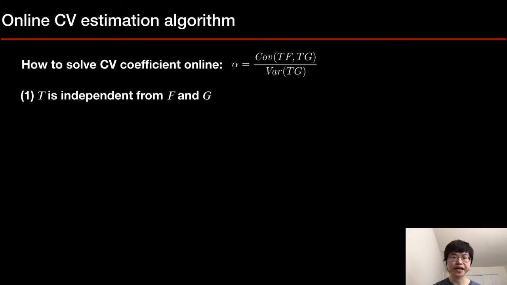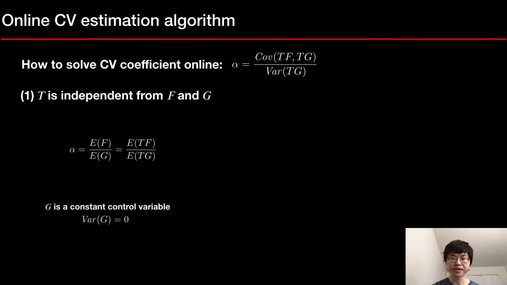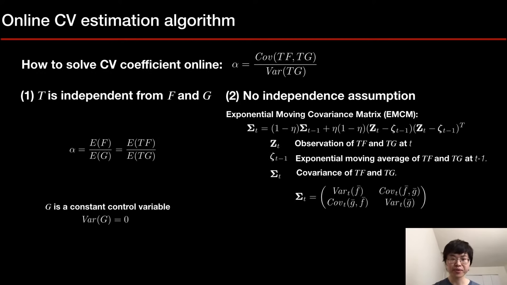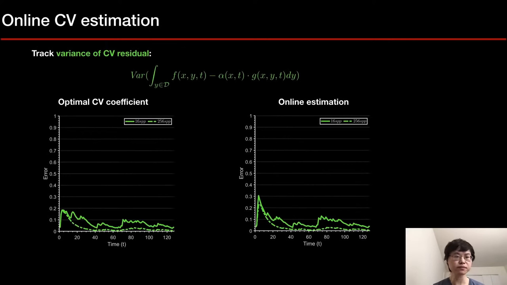Actually, if T is independent from F and G, we can have a simplified formula if G is a constant control variable. When we do not have this independence assumption, we proposed an exponential moving covariance matrix, which uses more recent observations to update the covariance. Then, the control variate coefficient can be estimated online with this formula. Here, we illustrate the control variate residual error between the optimal control variate coefficient and our online estimation. Our online estimation reduces the periodic error similar to the optimal control variate coefficient.